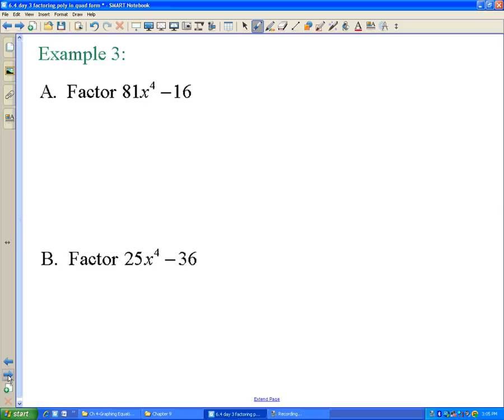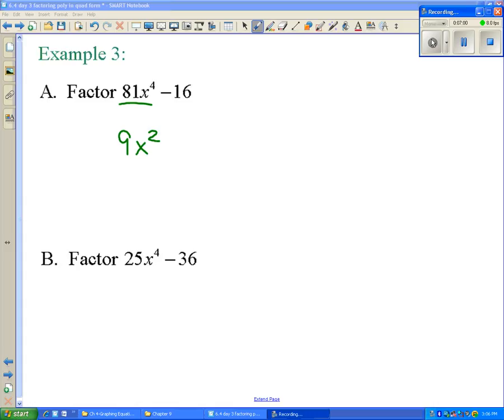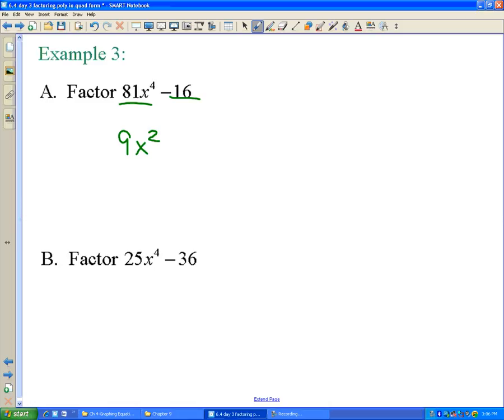Just like what we were doing two days ago, where we asked, is this a perfect cube? I want to ask the same question, but is 81x to the fourth a perfect square? The answer is yes. 9x squared times 9x squared is 81x to the fourth. That's a perfect square. Okay. How about 16? Is 16 a perfect square? Yes. 4. Okay, well then this is a difference of two squares.